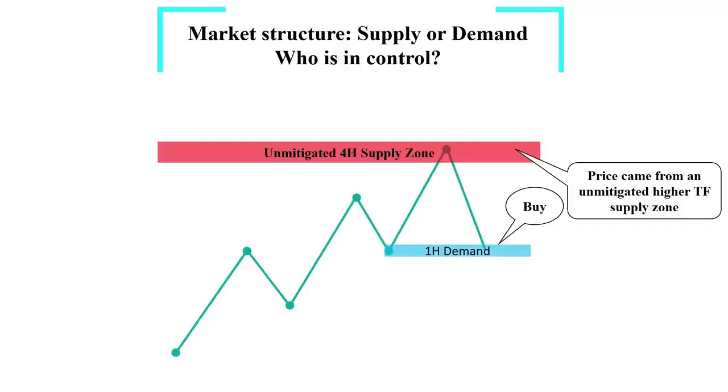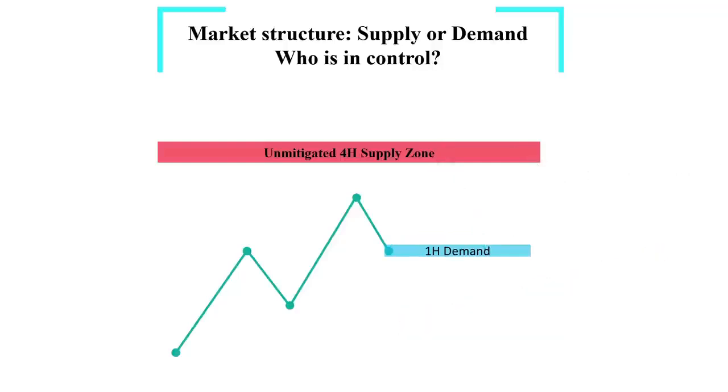So, you want to trade the controlling side of the market. Let's suppose you're waiting for a demanding trade to go long, but the price comes from an unmitigated supply zone. In that case, supply is in control, and you can't trade demand without confirmation. Always check where the price came from. In two scenarios, you can use a risk entry.